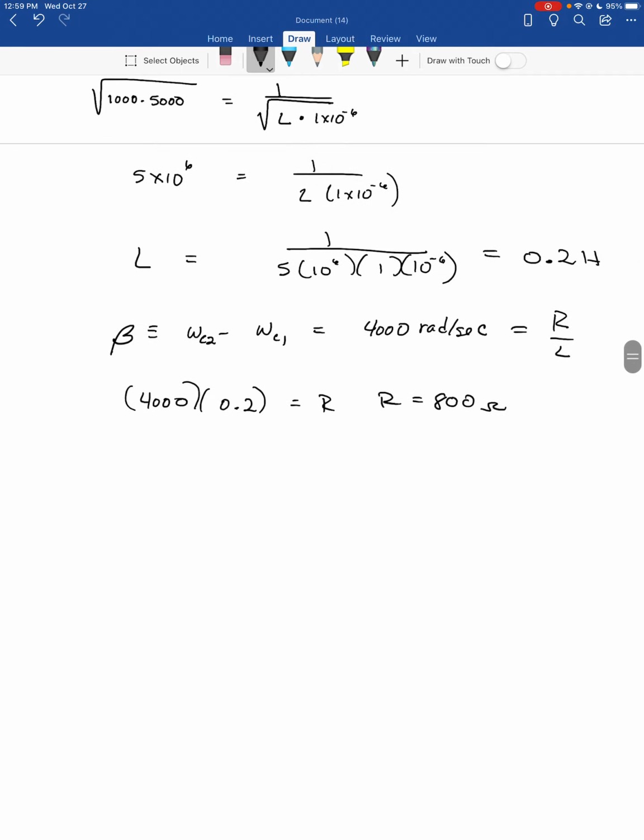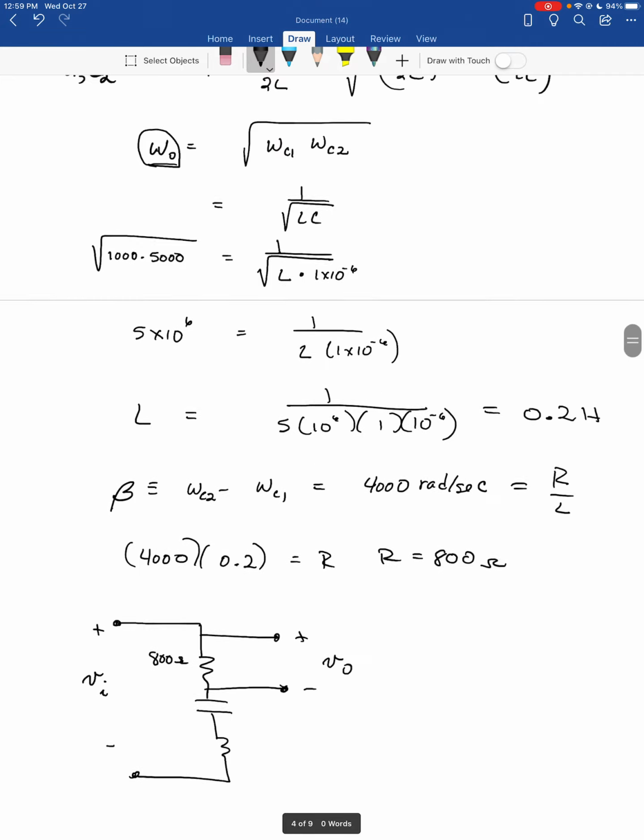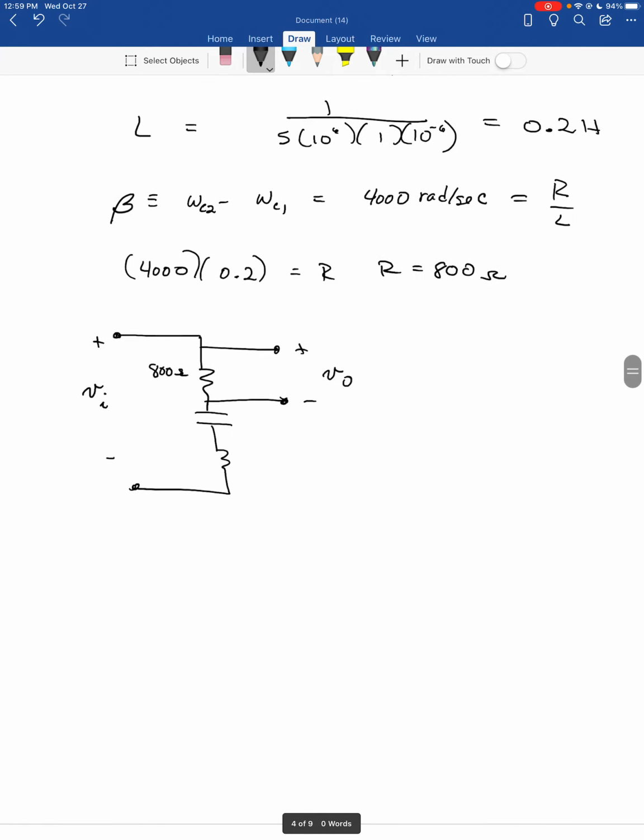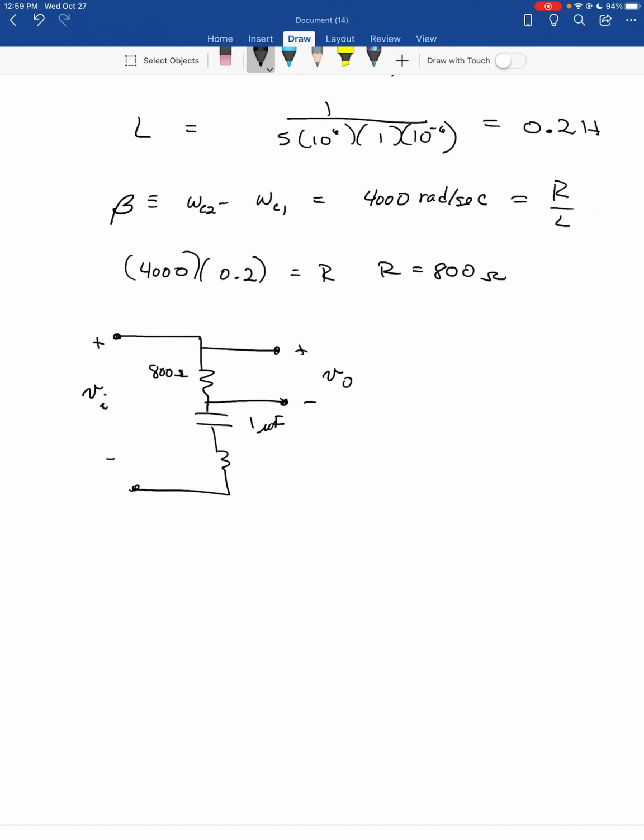Okay, so now let's sketch the circuit for that. This is our passive RLC series. Our input is across all three of the elements. Our output is going to be taken over our R, which is 800 ohms. The capacitor, what is the capacitor? 1 microfarad. And the inductor, 0.2 henry.